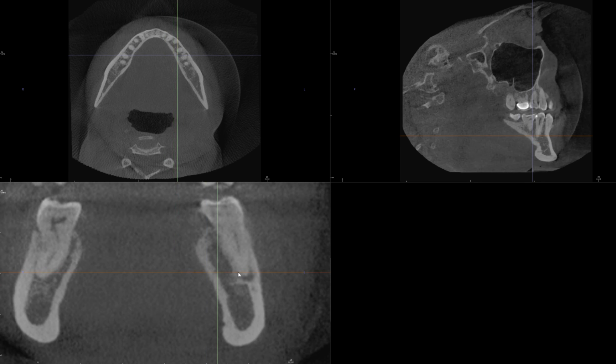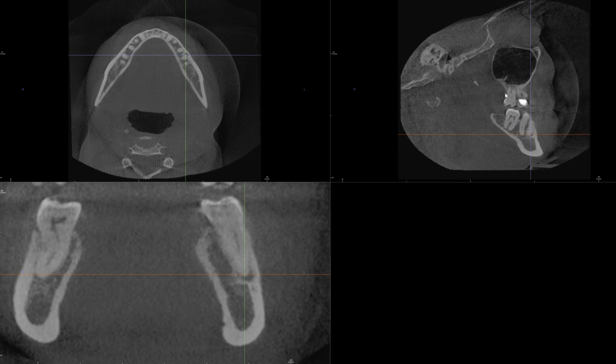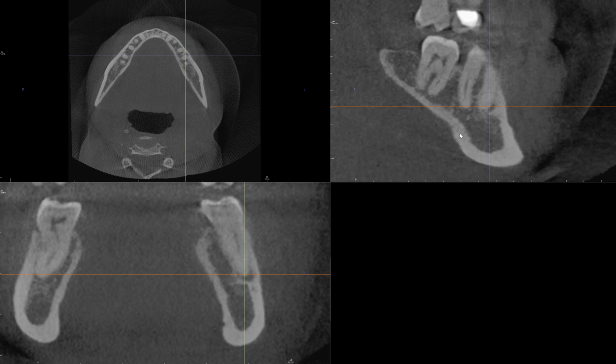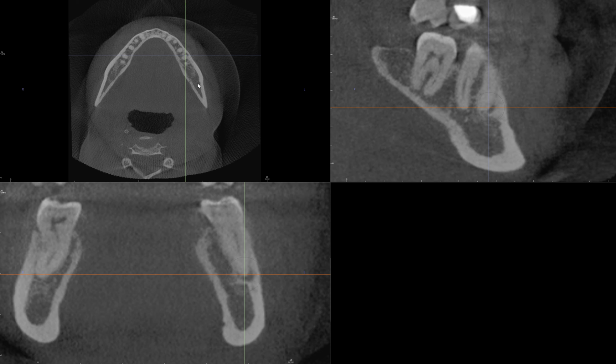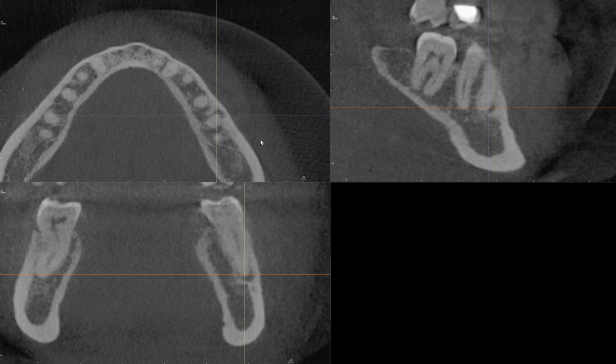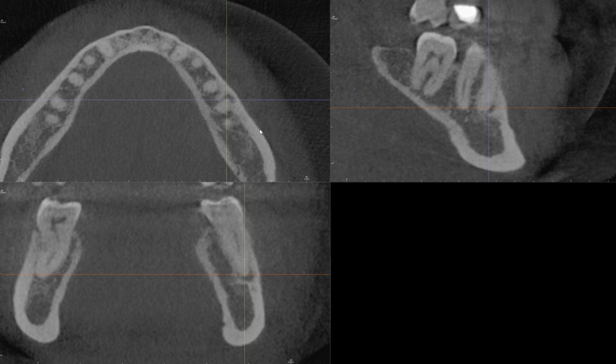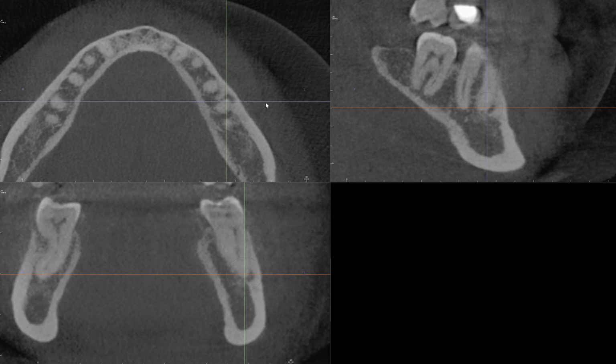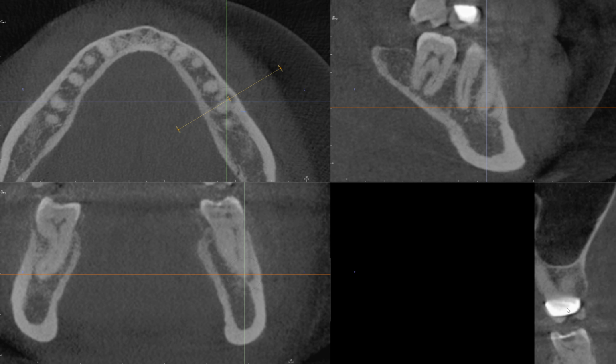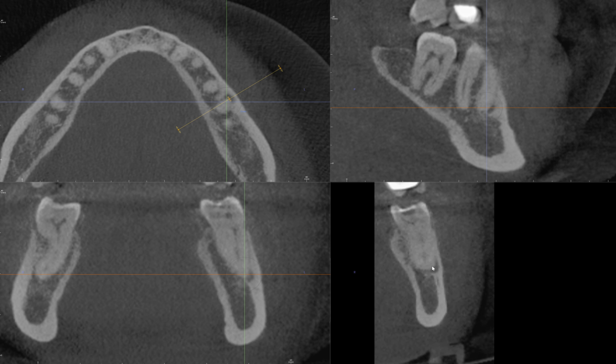I'm going to put my crosshair and zoom in, and that's what we're seeing right here in the axial view as well. So we see a radiolucency just at the apex of the mesial root of number 19. And let me make a cross-sectional view right here. Let me bring this in right here. So you're seeing that area.